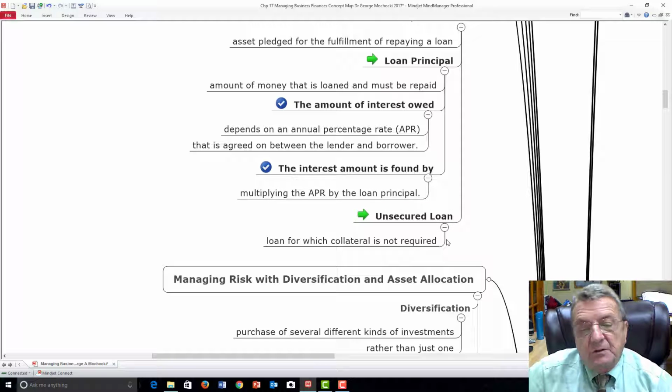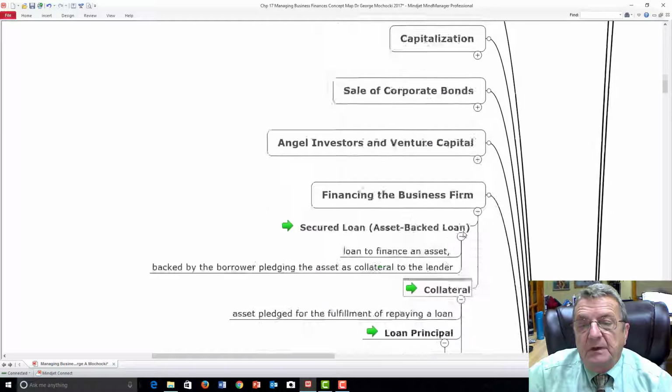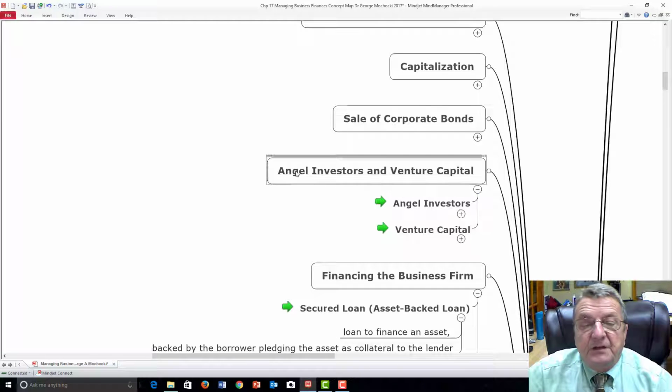Okay, an unsecured loan is one where there's no collateral. All right, we've got that. The next one is angel investors and venture capitalists.